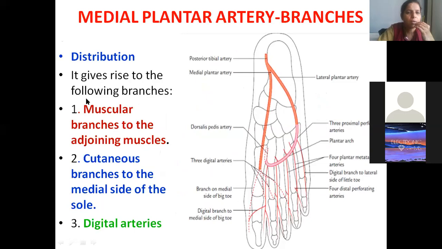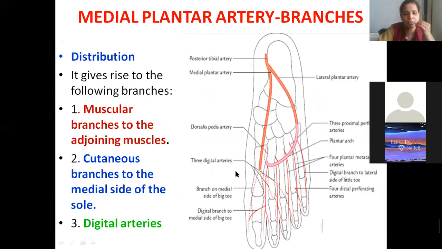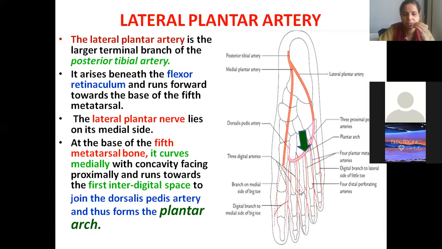So for distribution, the medial plantar artery gives branches. This is not as specific as the nerves. It supplies the nearby muscles, so it gives muscular branches to adjoining muscles and cutaneous branches to the medial side of the sole. Then it gives digital arteries. Because anastomotic branches are there, it is almost supplying up to three and a half digits through these digital arteries. That finishes the medial plantar artery. Then we will see the lateral plantar artery.